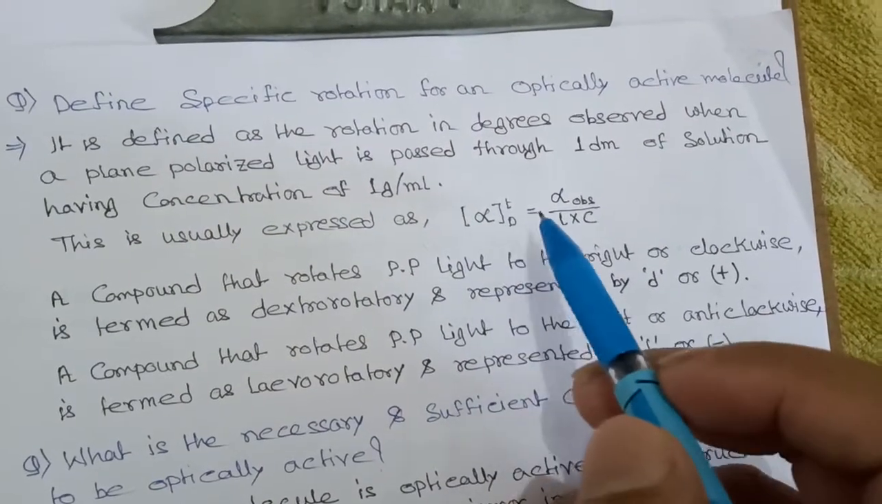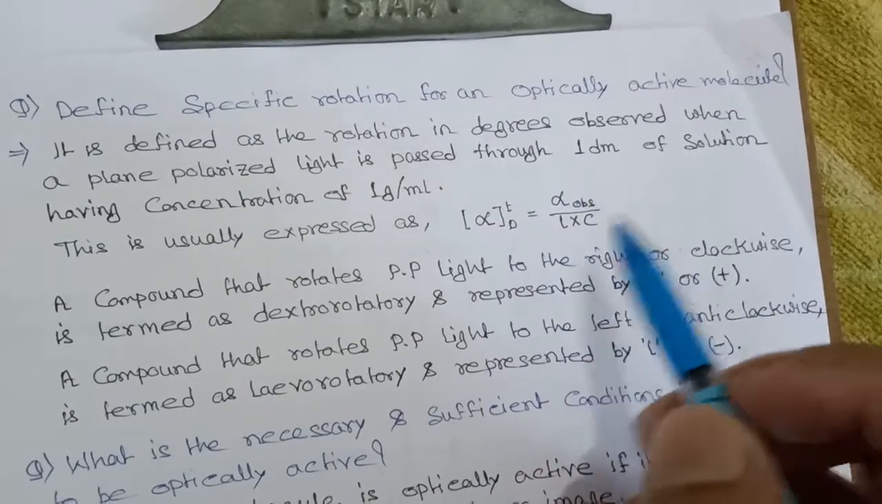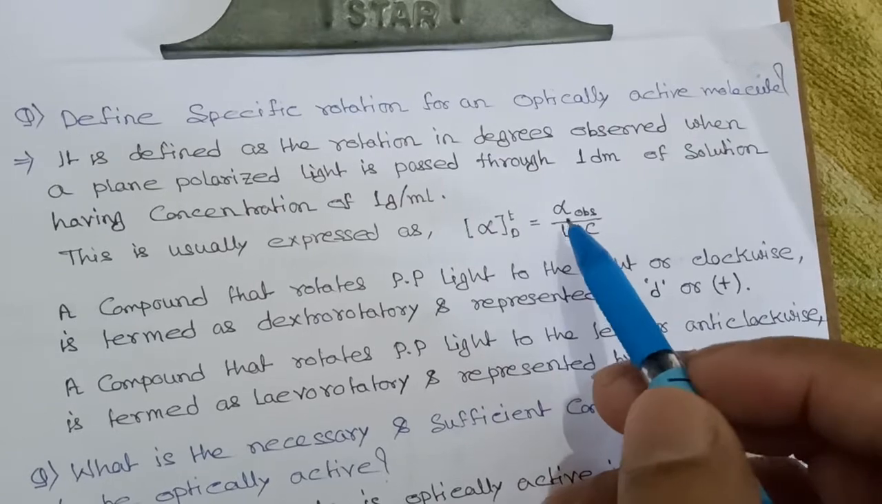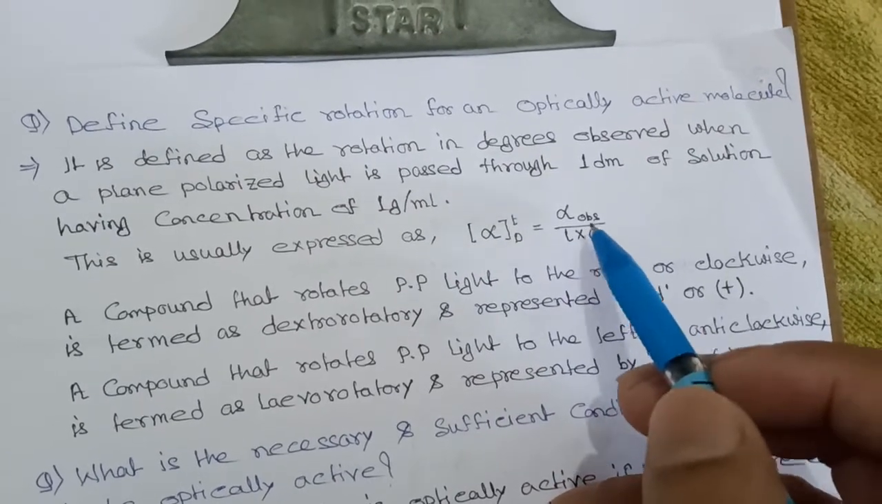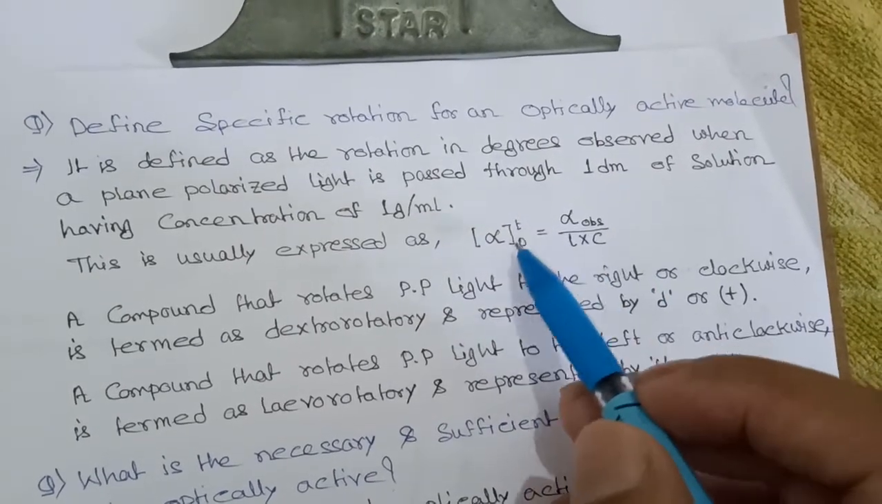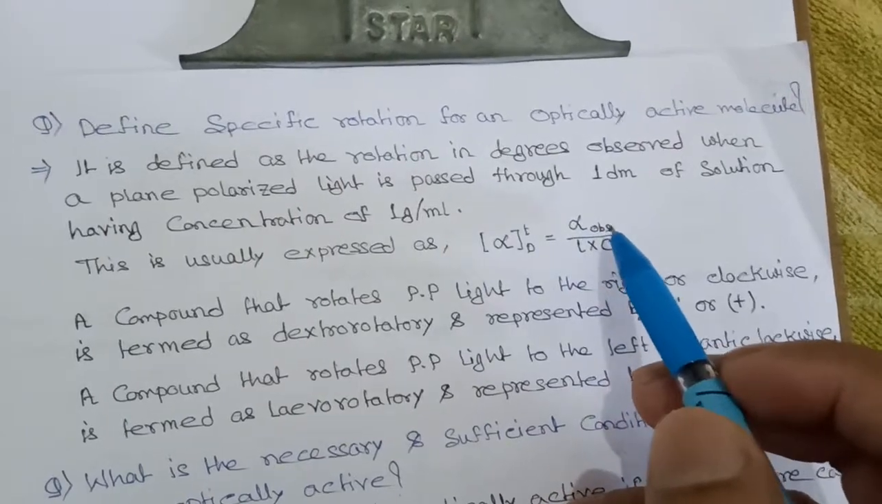So specific rotation is equal to the rotation observed when plane polarized light is passed through a 1 decimeter solution having a concentration of 1 gram per ml. So L should be 1 and C should be 1. Then specific rotation will be equal to the rotation observed.